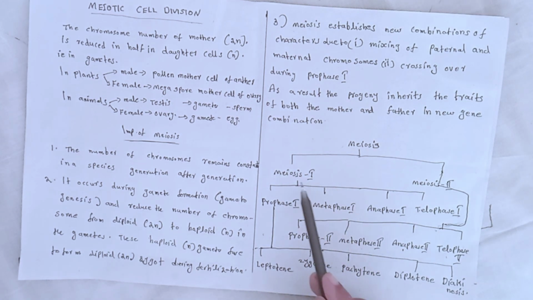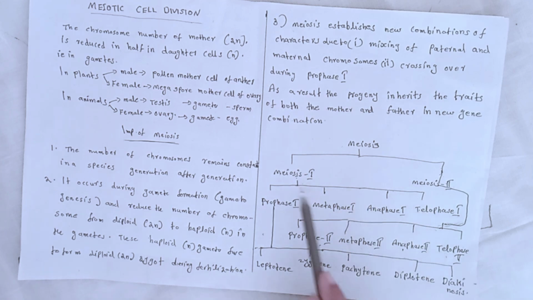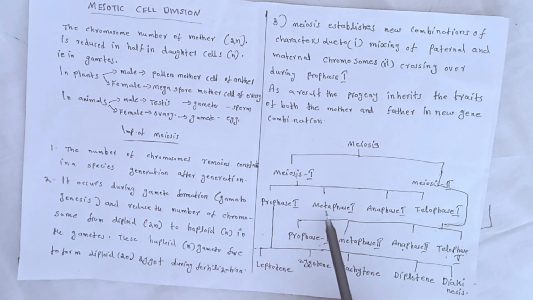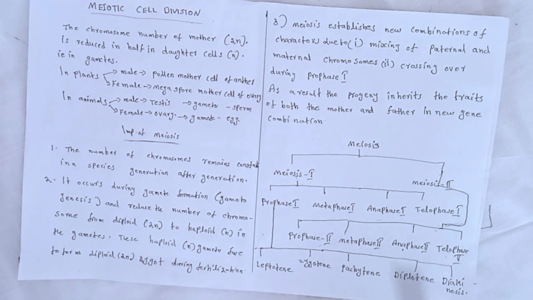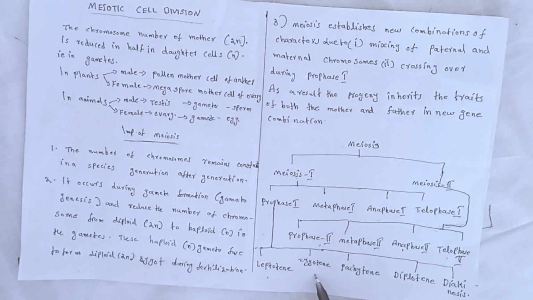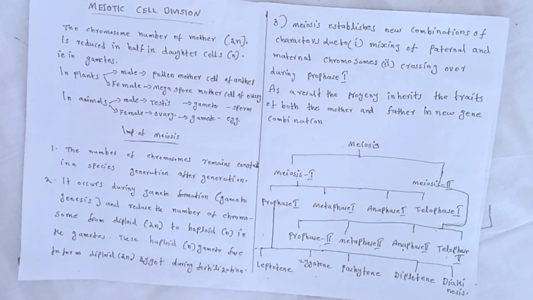Meiosis has meiosis 1 and meiosis 2, each with 4 steps: prophase 1, metaphase 1, anaphase 1, telophase 1 and prophase 2, metaphase 2, anaphase 2 and telophase 2. The prophase of meiosis 1 is the longest phase in this reduction division, with leptotene, zygotene, pachytene, diplotene and diakinesis.